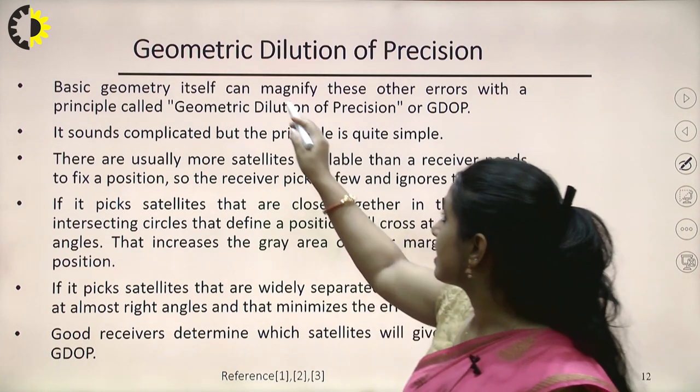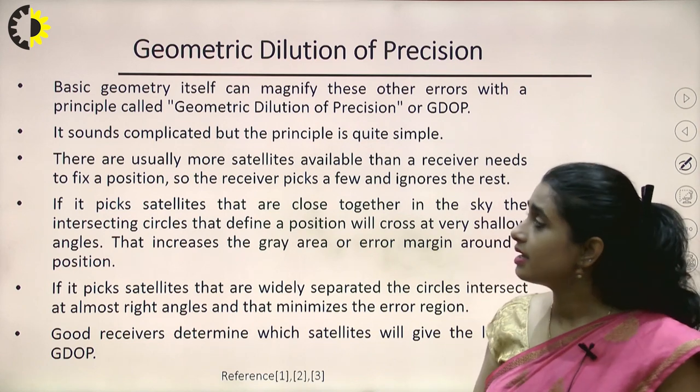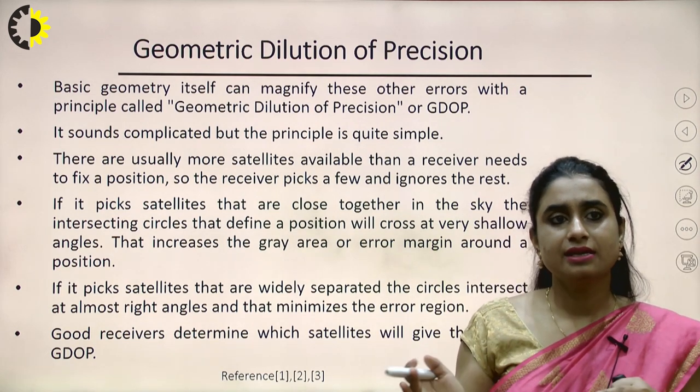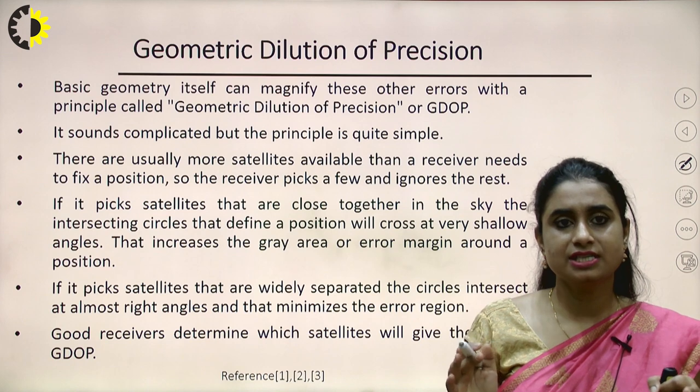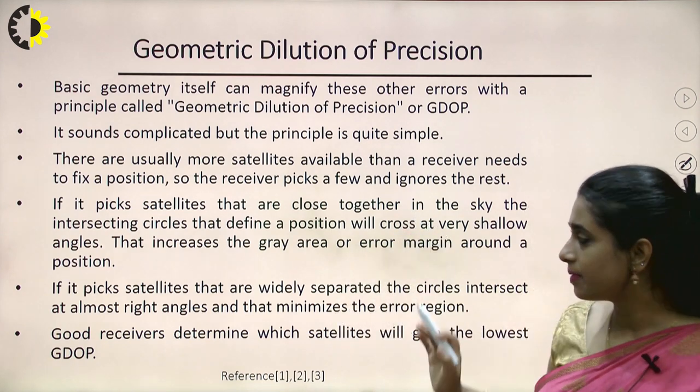In geometric dilution of precision, it magnifies other errors with a principle called GDOP. Let's see, with the picture it will be clear.